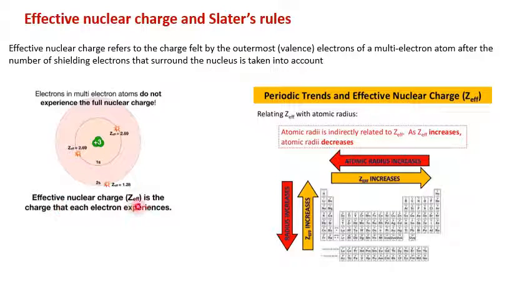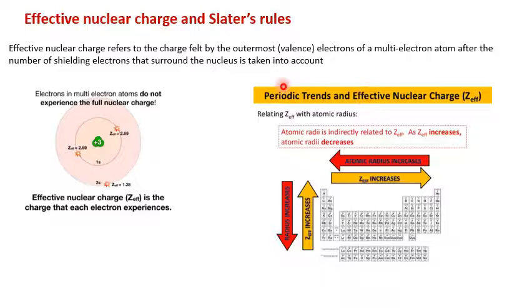So effective nuclear charge is the charge that each electron experiences, that means 1s, 2s. Normally the valence electron, because of the screening or shielding of the inner core electrons, actually experiences less nuclear charge compared to that of the inner shell electron. How to calculate this effective nuclear charge I will talk about in the next slide.